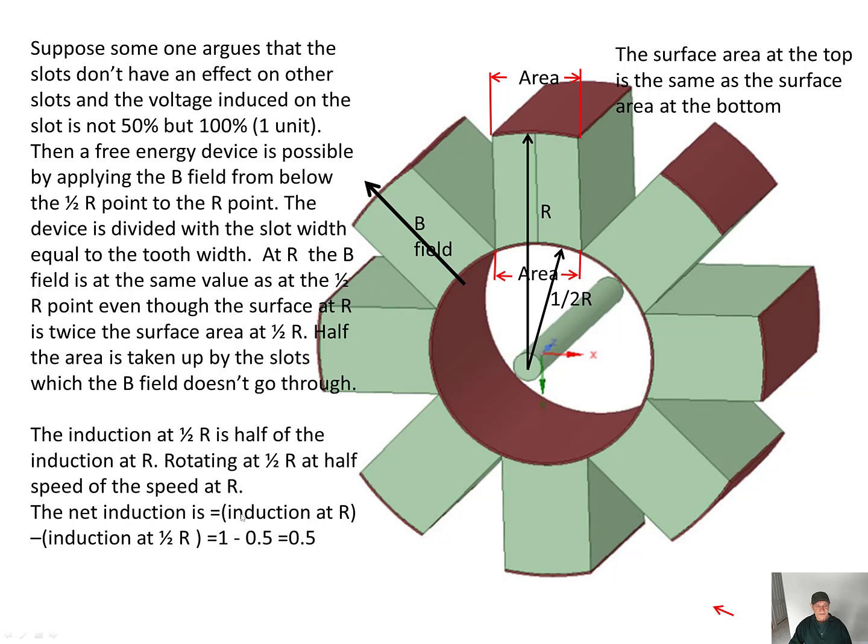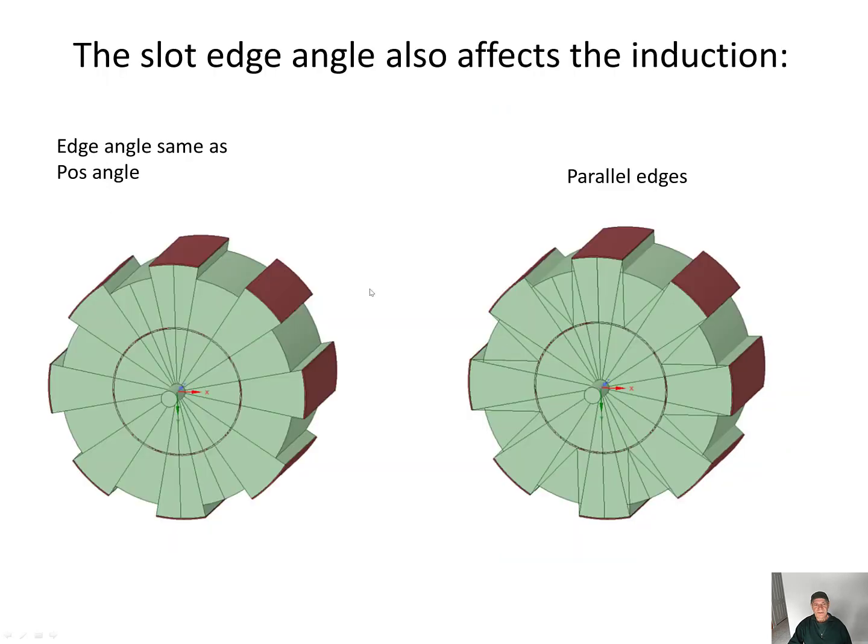The net induction equals induction at R minus the induction at Fr, which, assuming it's 1 unit up here and half a unit here, gives you half a unit. But it's not true because it's not 1 unit up here, it's half a unit. The slot edges and angle also affect the induction.